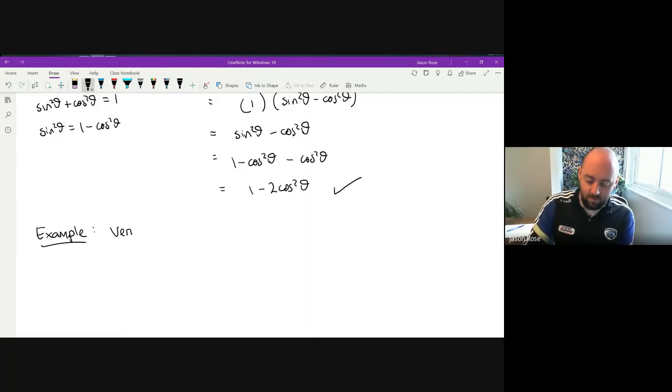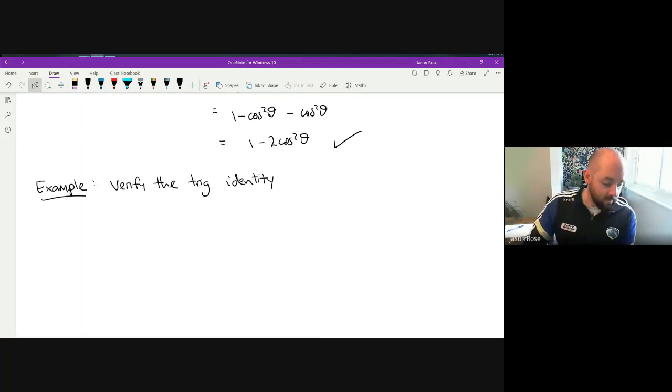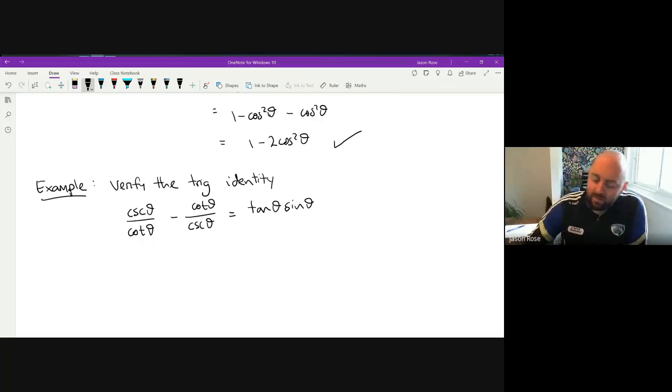So verify the trig, probably on the assignment as well. Verify the trig identity: cosecant theta divided by cotan theta minus cotan theta divided by cosecant theta is equal to tan theta sine theta.